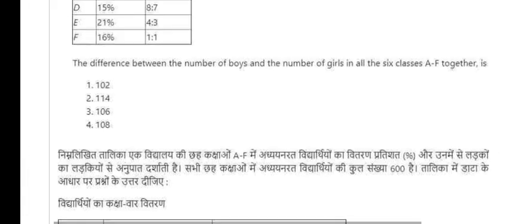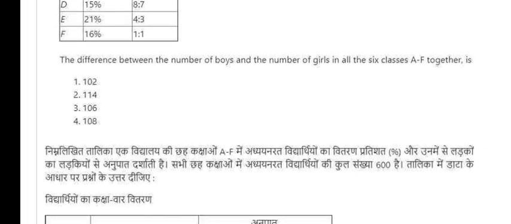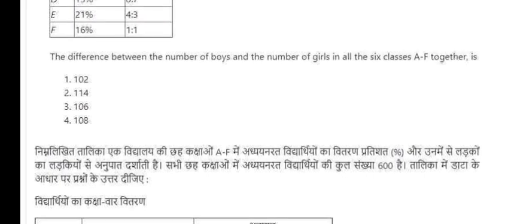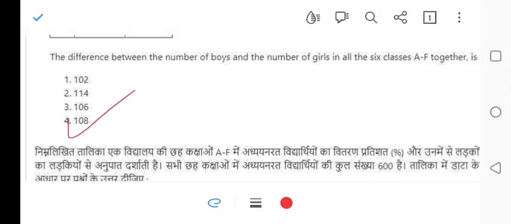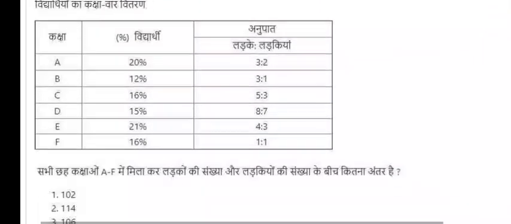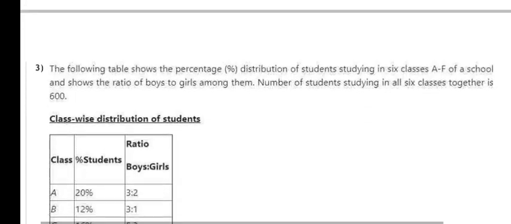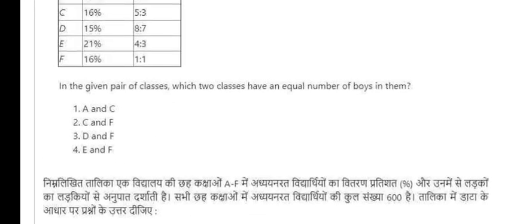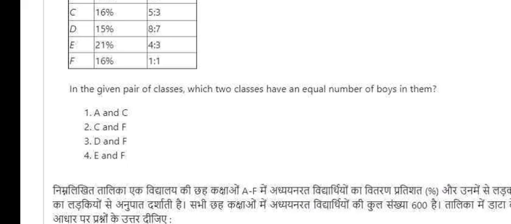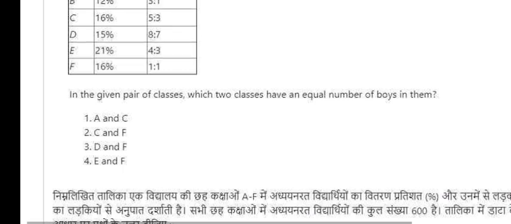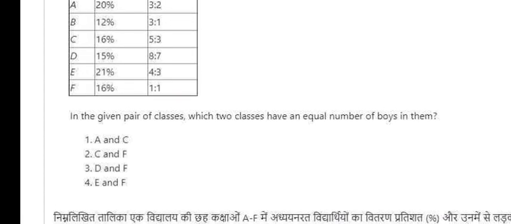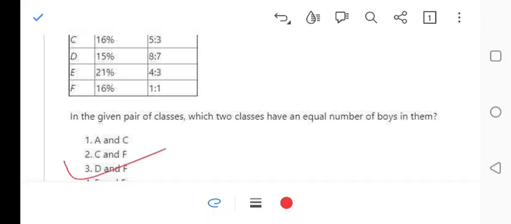The difference between the number of boys and the number of girls in all the 6 classes A to F together is what? 102, 114, 106, 108. It will be 104. Number 3 says, in the given pair of classes, which 2 classes have an equal number of boys in them? A and C, C and F, D and F, E and F. It will be D and F, according to me.